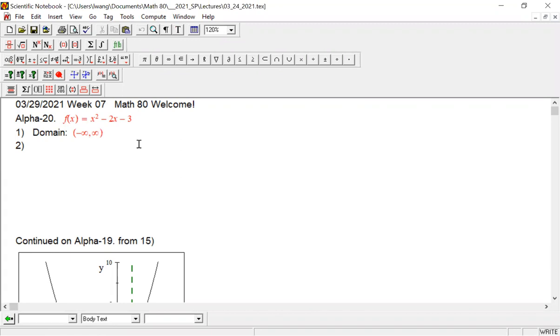Is it concave up or concave down? It's concave up. Why? Because the leading coefficient is a equals 1, which is positive, right? Concave up.